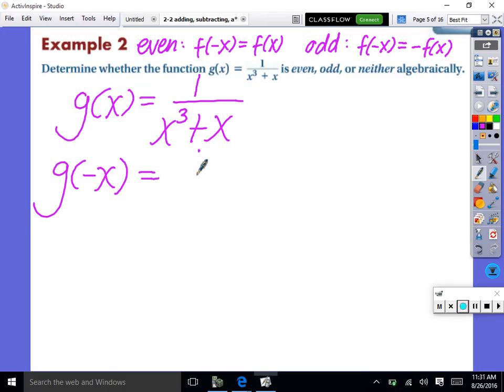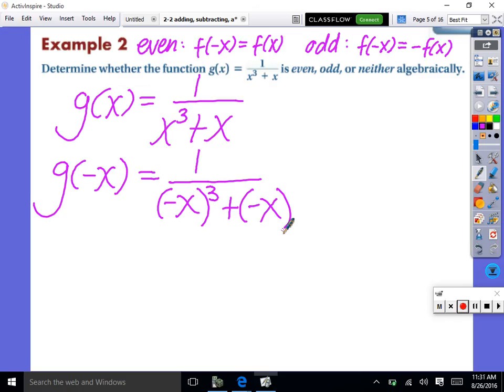So we still have a 1 on top. On bottom, we're going to have negative x cubed. And then we have plus negative x. Now I just substituted in negative x. So I'm going to give you a second. Do we have questions on that?